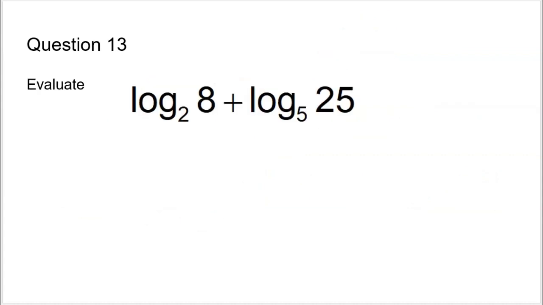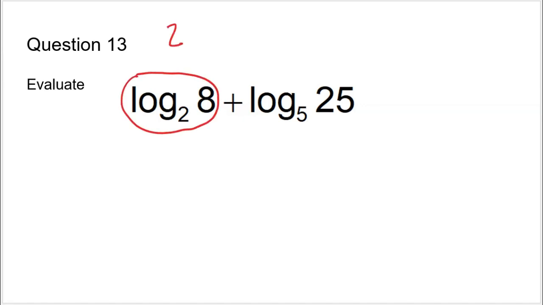All right, question 13. Let's move into some log problems here. So we want to evaluate this log expression. Now there's no equal sign here, so I'm not solving anything. There's no x's, so I'm simply trying to figure out what this is. This is going to be a non-calculator problem, so we need to know some basic logs without using a calculator. So first, let's talk about log base 2 of 8.